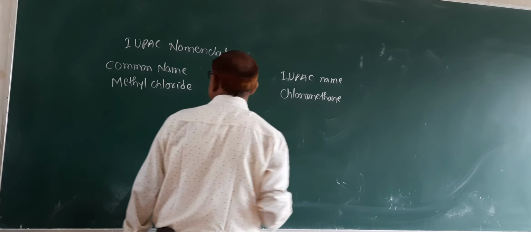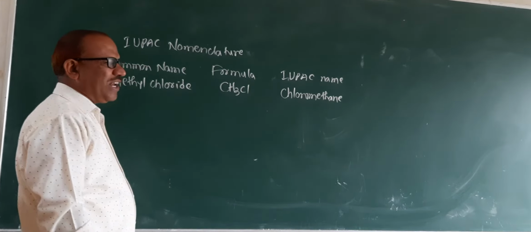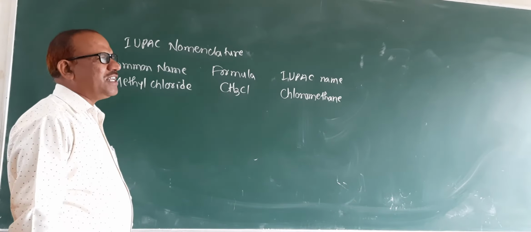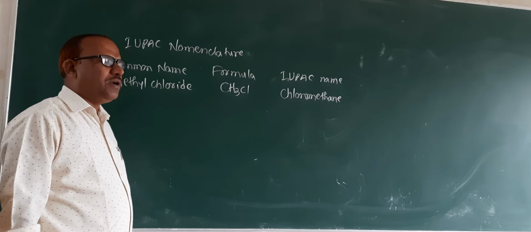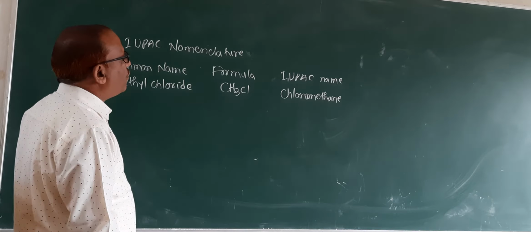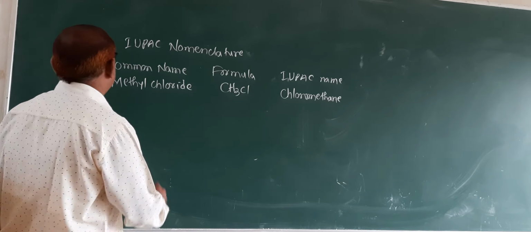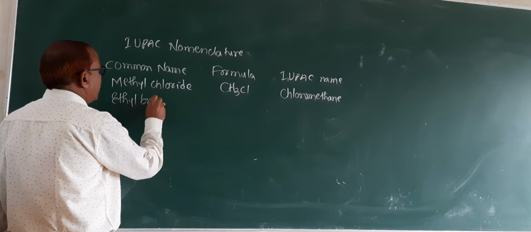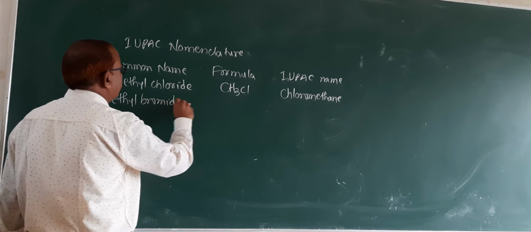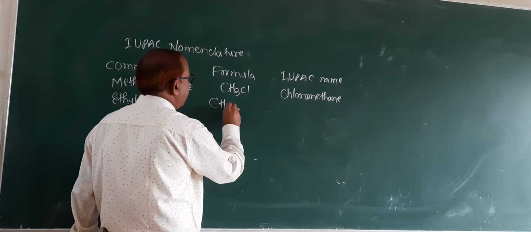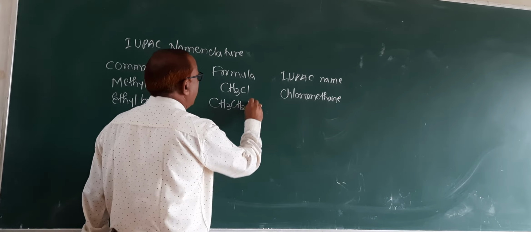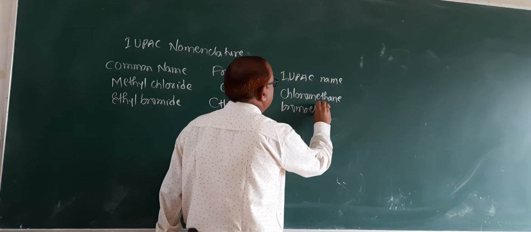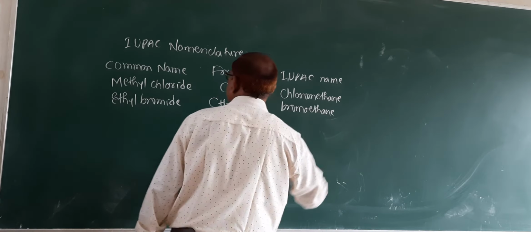Chloromethane means the halogen present in the compound must be considered as a substituent group. It must be named before the root word and suffix. Another is ethyl bromide, CH3CH2Br. Simply, it is bromoethane.